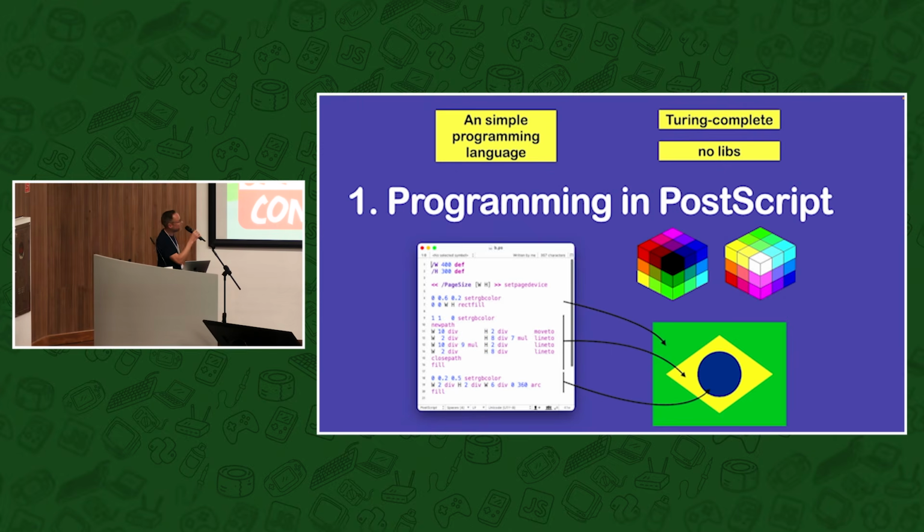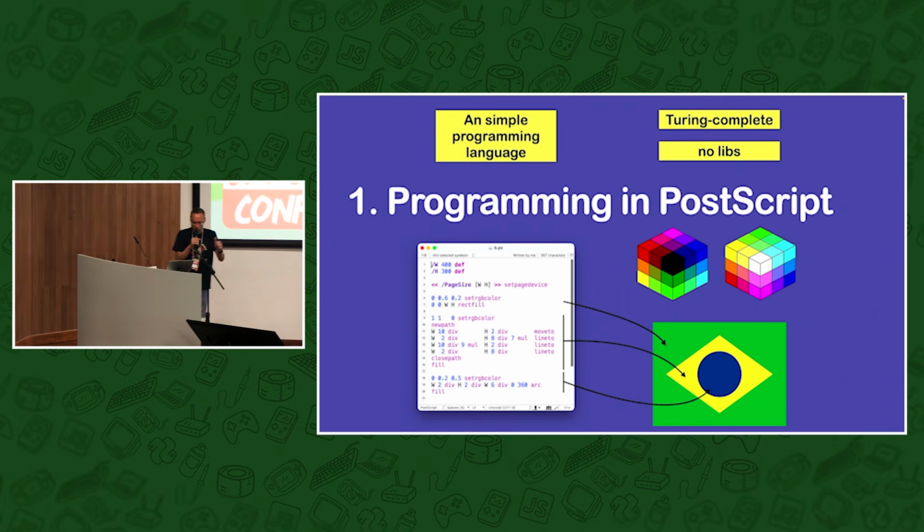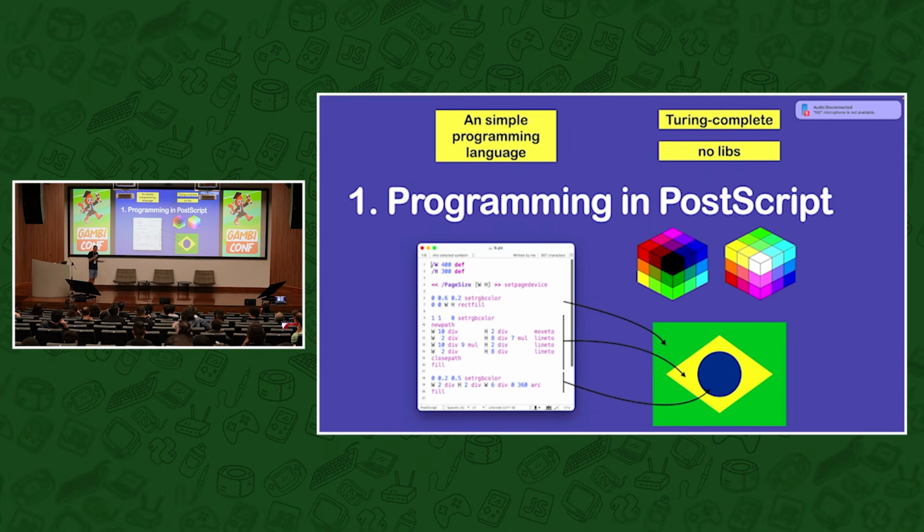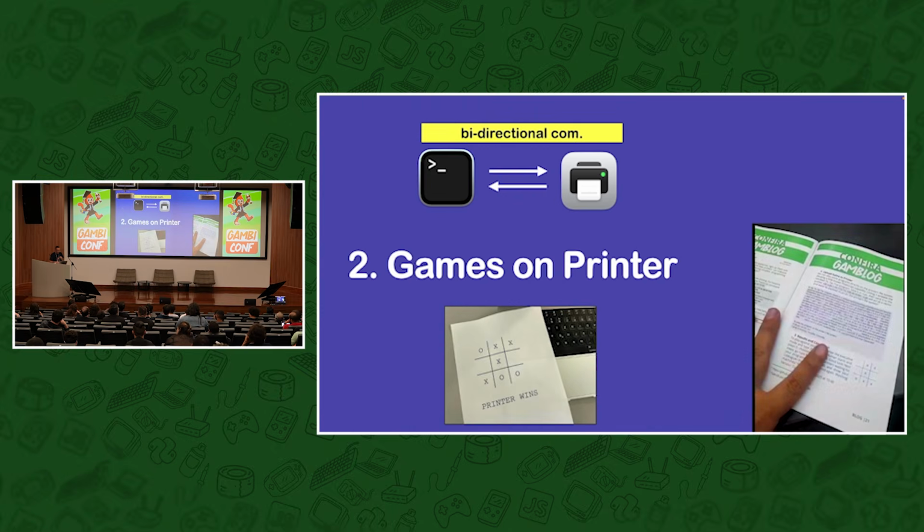Okay, so we are mostly done. I just want to sum up. So we've seen that PostScript is a very simple programming language, Turing complete, so in theory as powerful as any language, but it is very limited. There is no library, there is no network access, there are no threads. So as soon as you want to do something practical, you have to use your imagination and creativity.